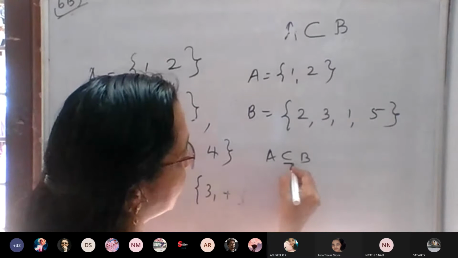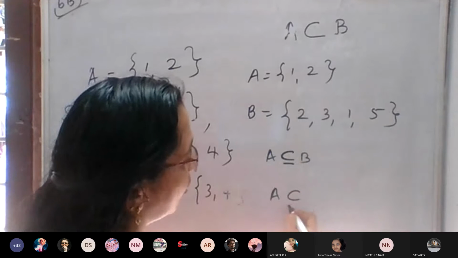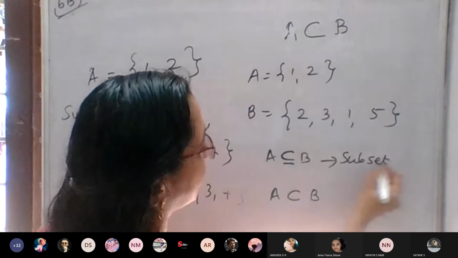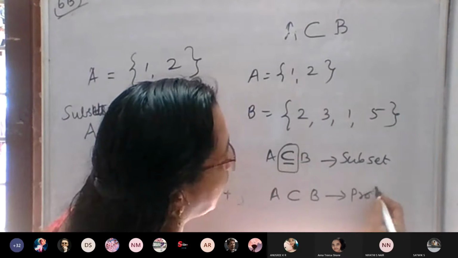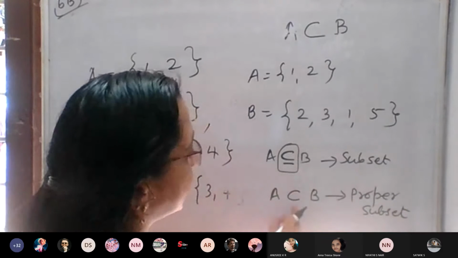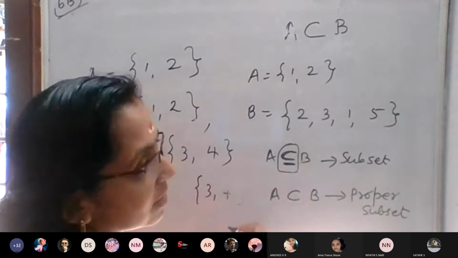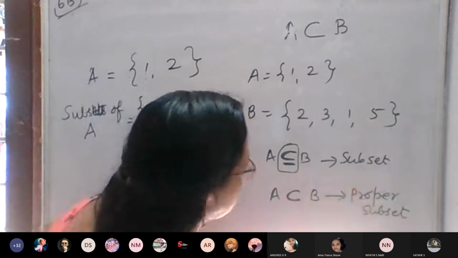So if we are writing subset, we want to write one equal sign also. The symbol for subset is this one. Without writing the equal sign, it is known as a proper subset. The difference between subset and proper subset is that subset has one equal sign with it, while here there is no equal sign, so it is known as a proper subset.